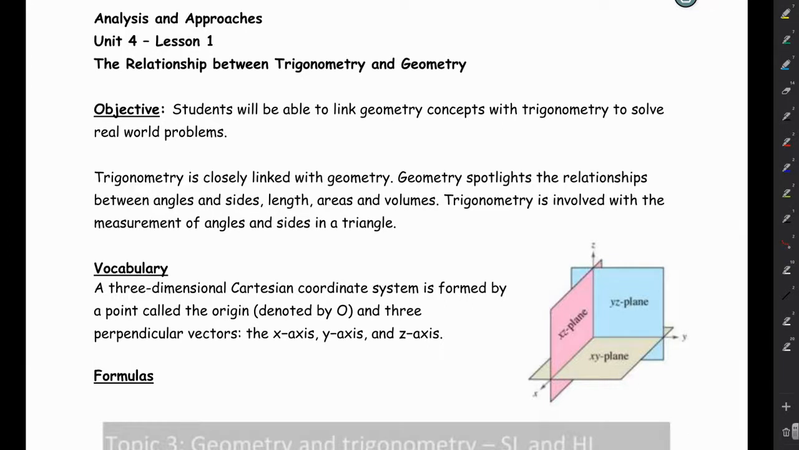Hi everyone. In this lesson, we're looking at linking geometry concepts with trigonometry to solve real-world problems. And the first bit of vocabulary we have here is the three-dimensional coordinate plane, and I'm showing it here. So in a two-dimensional coordinate plane, we're looking at an x and a y axis, and in a three-dimensional coordinate plane, we're looking at an x, y, and a z axis.